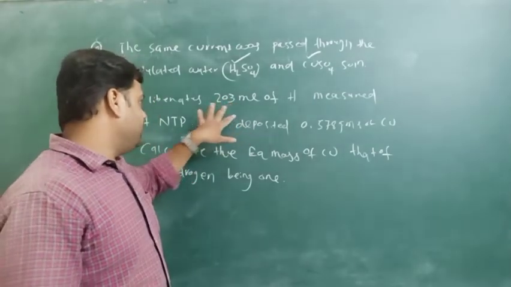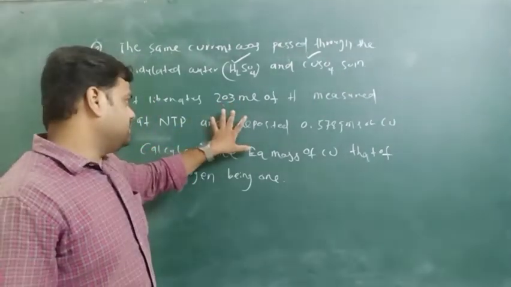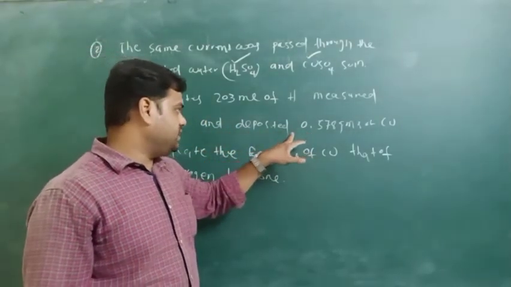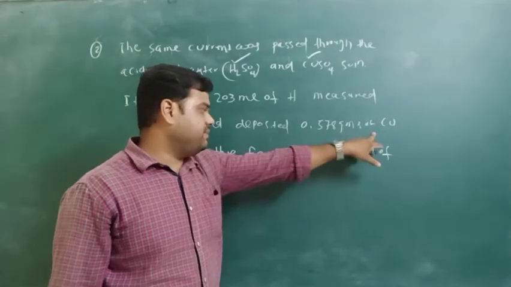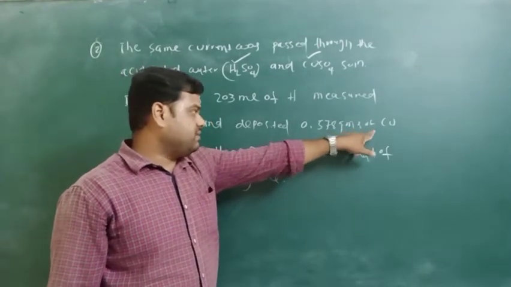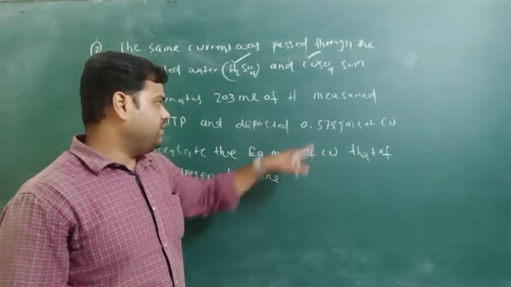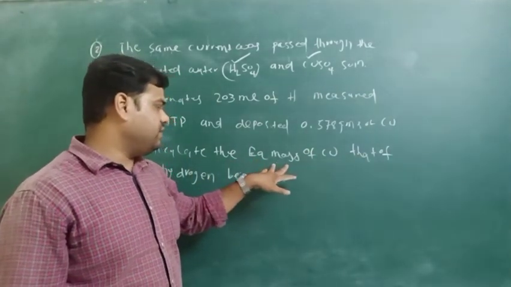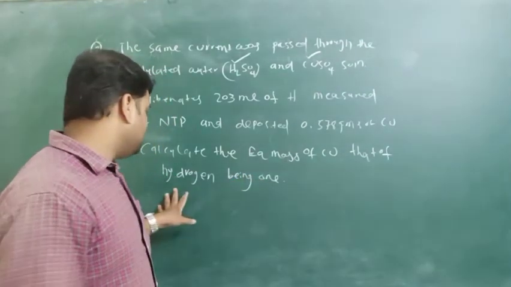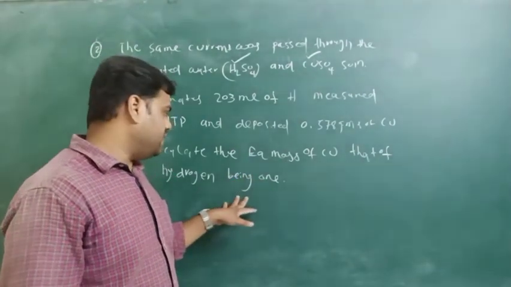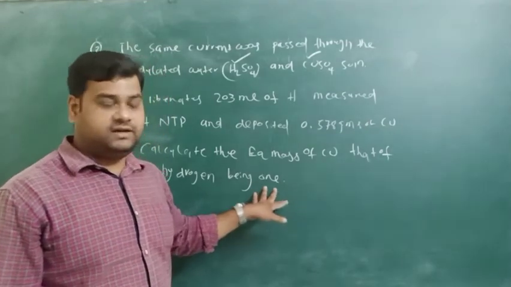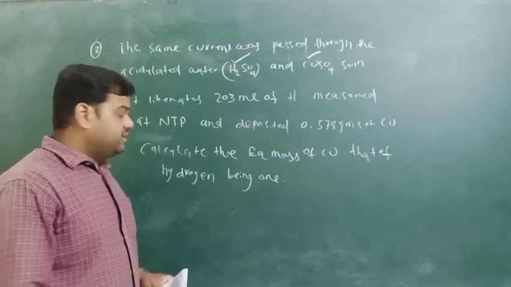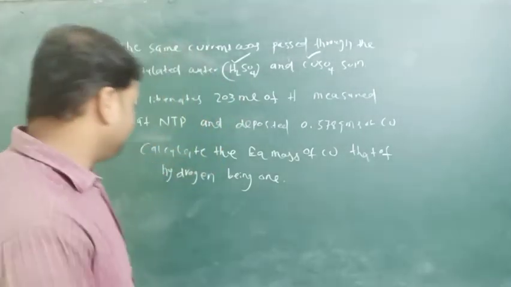We have to convert it into grams, and deposited 0.578 grams of copper. The mass of copper is given here, 0.578 grams. So calculate the equivalent mass of copper. The hydrogen being 1 means the equivalent mass of hydrogen is given here, and its value is 1. So we have to calculate the equivalent mass of the copper.